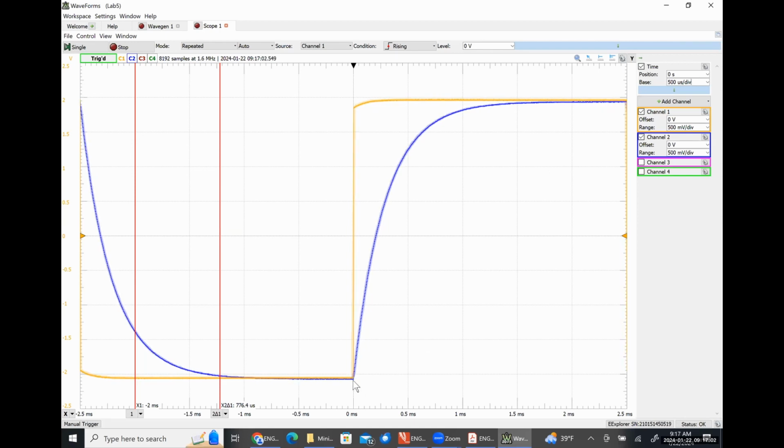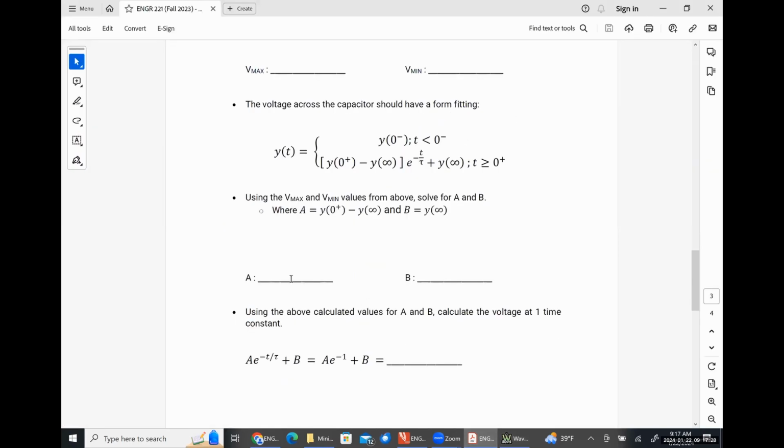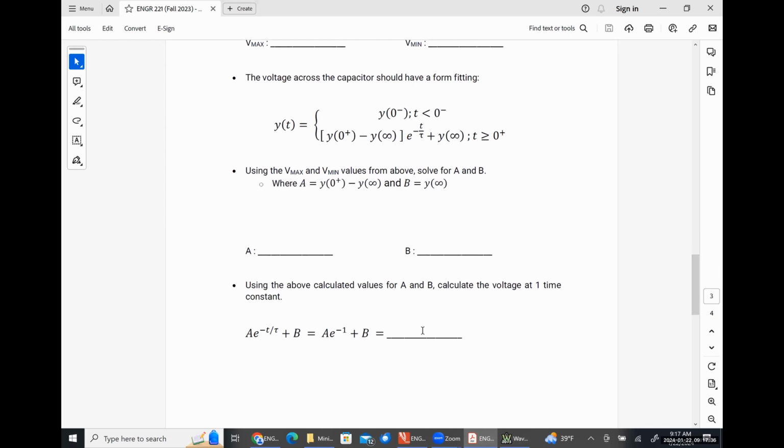So our voltage at 0 is negative 2 volts. Our voltage at t is equal to infinity is positive 2 volts. So our coefficient A is negative 2 minus 2, which is negative 4. Okay. And then our coefficient B is just the voltage at infinity, which is positive 2. So using A is equal to negative 4 volts and B is equal to positive 2 volts, literally plug those numbers in and tell me what you should get right here.